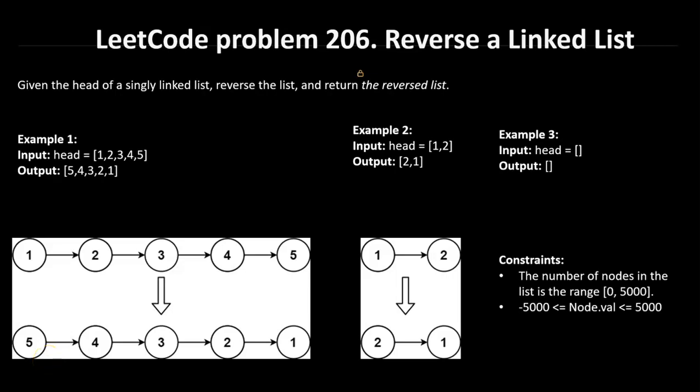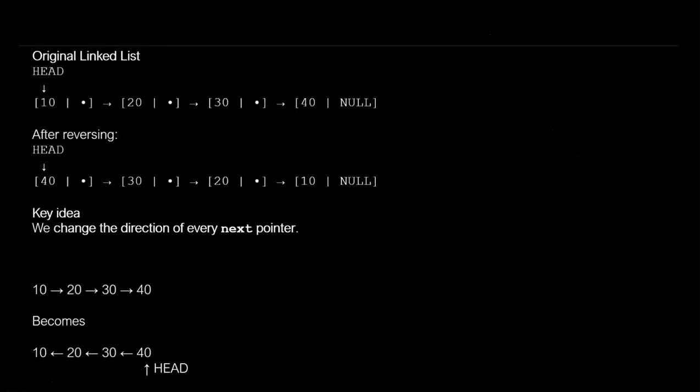Today we are solving LeetCode problem 206, reverse a linked list. Given the head of a singly linked list, reverse the list and return the reversed list. Examples are given for you. Let's understand how to reverse a singly linked list.